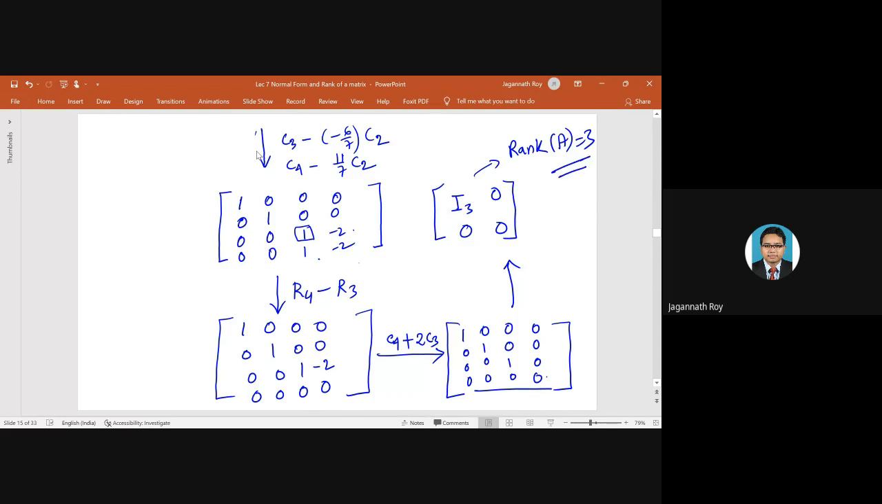Now the question: is it a row echelon form? Is this matrix a row echelon form?